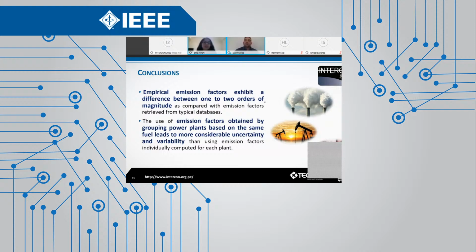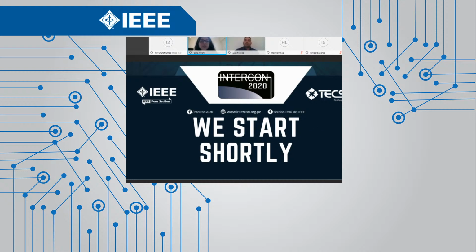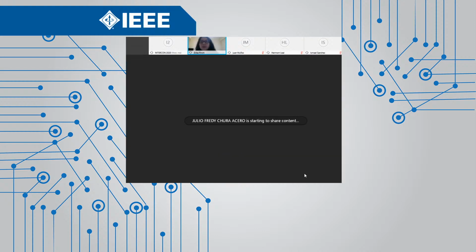Okay, let's continue with our session. Our next presenter is Julio Chura from the Universidad Nacional del Altiplano INTERCON. We present paper number 16, entitled Improvement of Power Quality for Operation of the Grid Connected Photovoltaic Energy System Considering the Irradiance Uncertainty. So, Mr. Chura, the floor is yours.